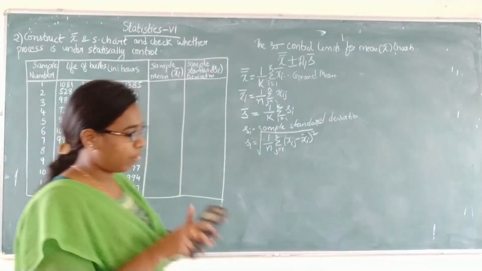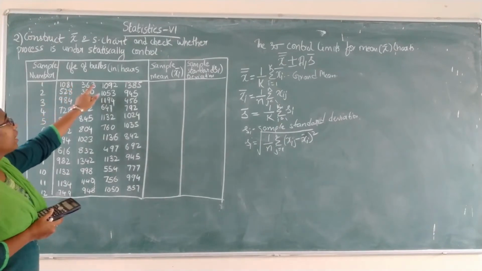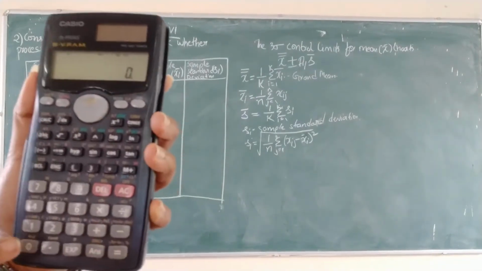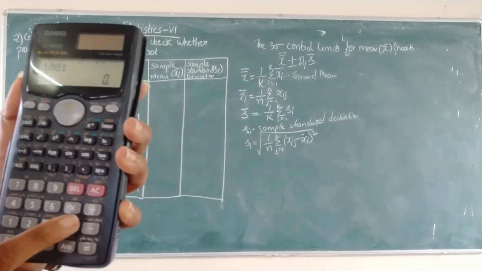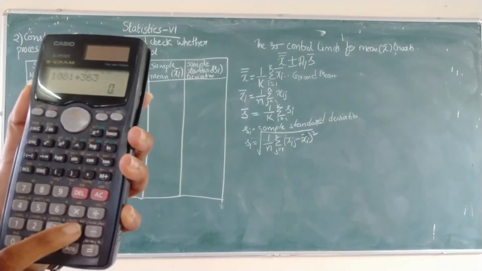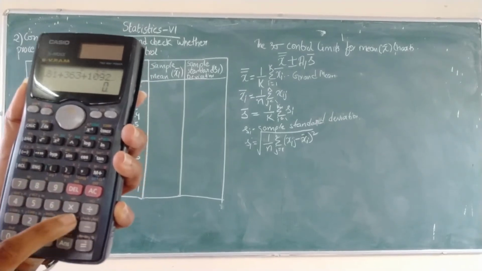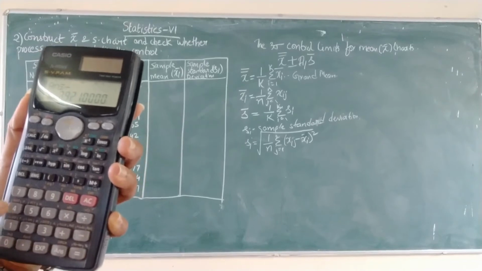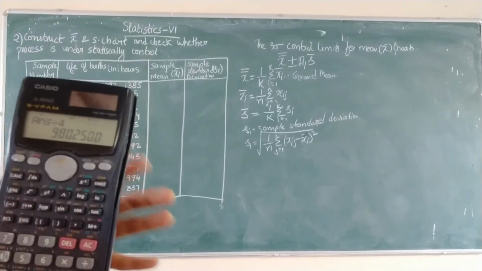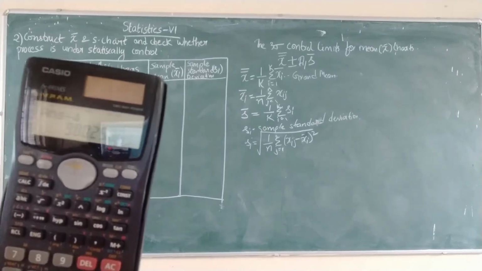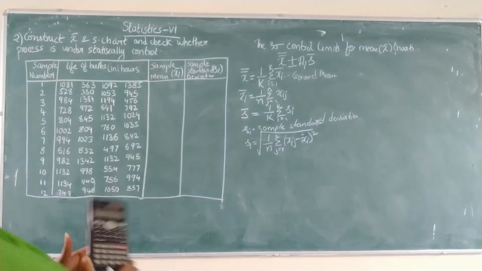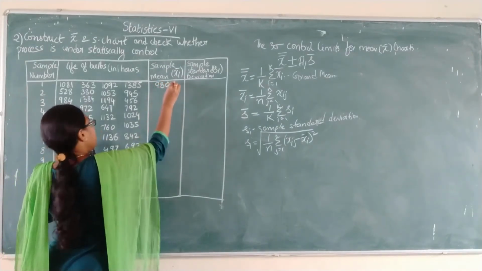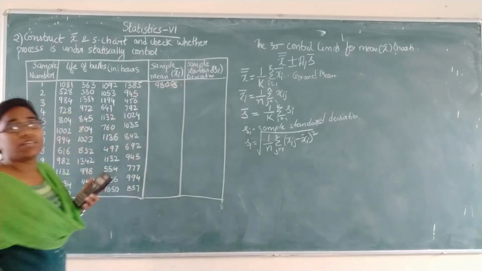So how will we find the mean value? Mean is nothing but the average of these four values. What are the four values we have? The first sample values are 1081 plus 363 plus 1092 plus 1385. The sum of observations divided by the number of observations, that is 4, equals 980.25. So this is the mean for the first sample.